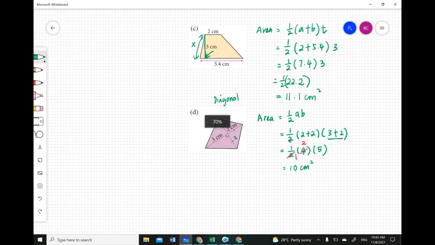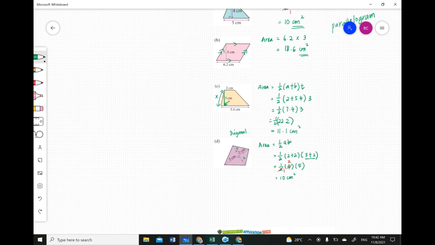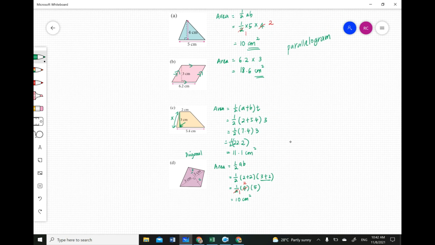No. So you need to memorize this formula. Although the formula will be given in the exam, to make it fast for you to do your calculation later on, you just need to memorize. Very simple. Area of a triangle, 1 over 2 AB. Area of parallelogram, A times B. Area of trapezium, 1 over 2 in bracket A plus B times T. And then for the last one, the kite, also the same as the triangle, which is 1 over 2 AB.